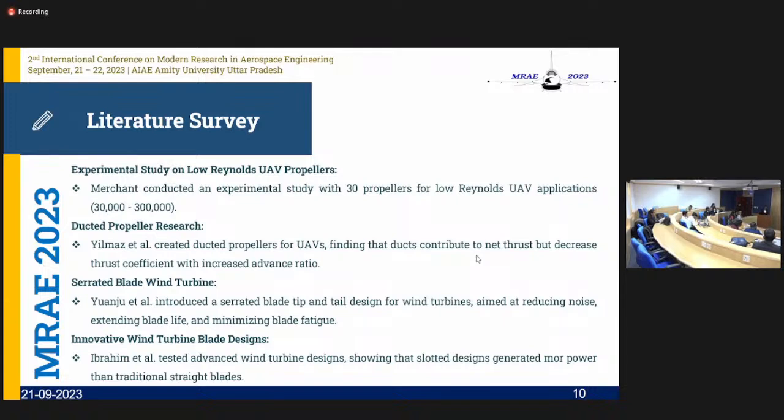Serrated blade wind turbines. Unaj et al. introduced a serrated blade tip and tail design for wind turbines aimed at reducing noise, extending the blade life, and minimizing blade fatigue.